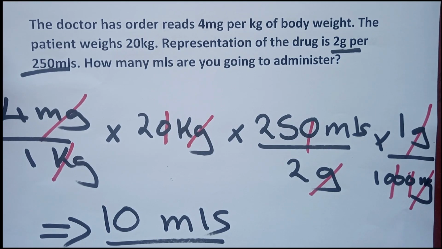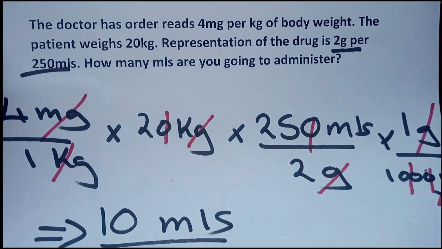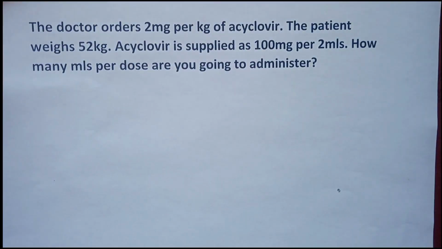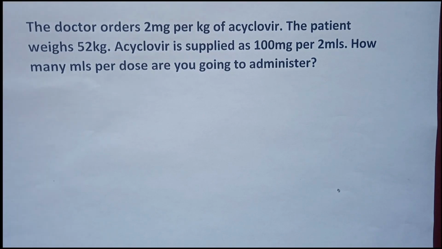Hope you are understanding. The other example I want us to look at is this one. The doctor orders 2 milligrams per kg of acyclovir. The acyclovir is supplied as 100 milligrams per 2 mils. How many mils per dose are you going to administer?